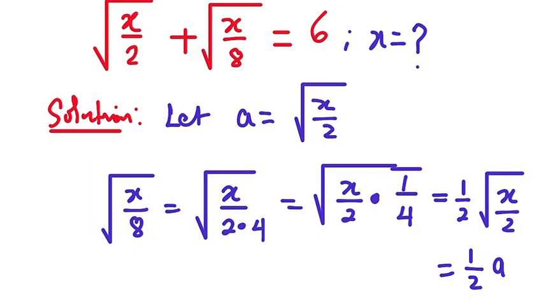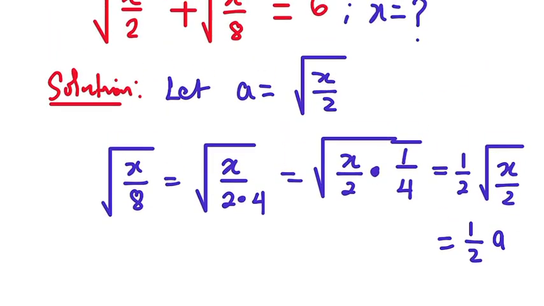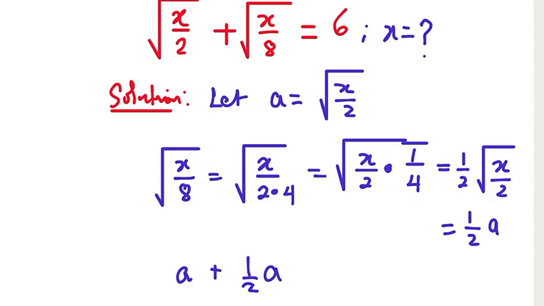Alright, so let's now put this in the main equation. Whenever you see the square root of x over 2, we have a, plus the square root of x over 8, which gives us 1 over 2a. Then that equals 6.